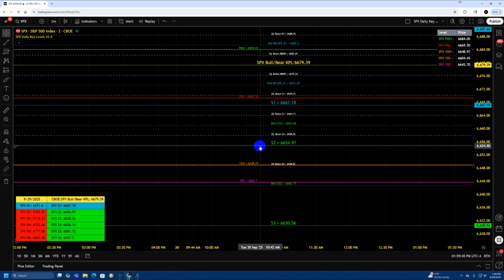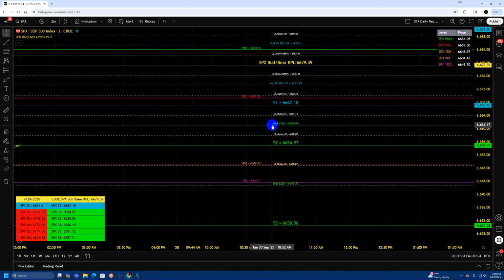On a break below S2, the tight stop loss for a bearish trade taken from S2 would be the first QL above S2 here, and your standard stop loss would be the first midpoint above S2, which is mid S1, S2.